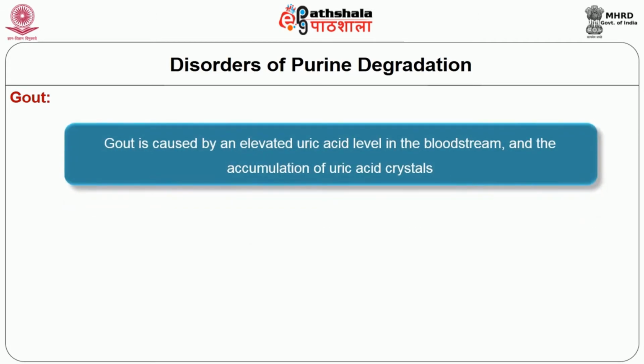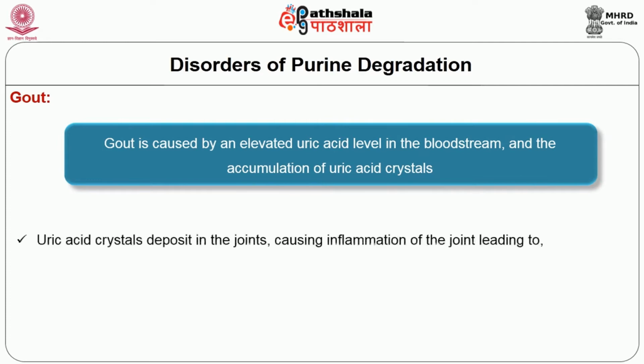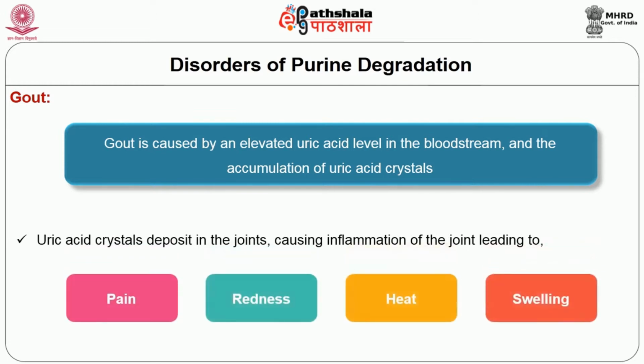Thus, gout is caused by an elevated uric acid level in the bloodstream and the accumulation of uric acid crystals. Uric acid crystals deposit in the joints, causing inflammation of the joint, leading to pain, redness, heat, and swelling.